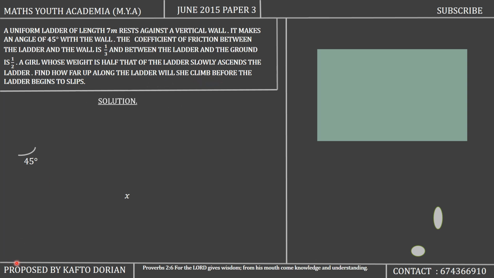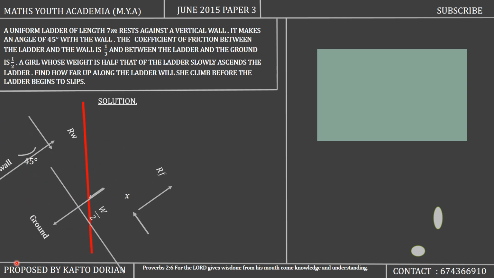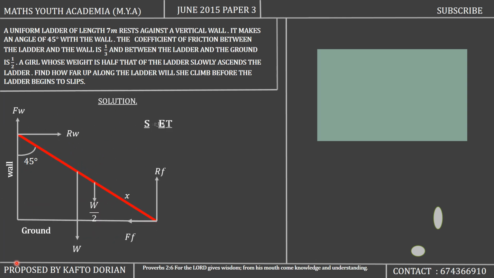Okay, solution. Normally, when solving a math mechanics question, it's advised to have a setup diagram for clear manipulation and understanding of the problem. Realize that the question says the wall and the ladder make an angle of 45 degrees. The weight of the ladder is W and the weight of the girl is half the weight of the ladder. We have been asked to calculate how far the girl climbs before the ladder begins to slip, and that distance I'll call x.